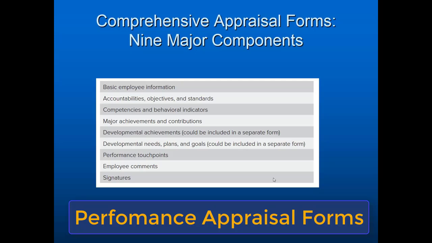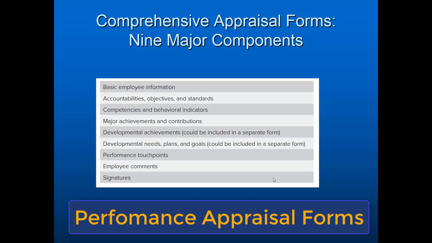While performance management is not just about rating performance, the forms that we use to evaluate performance are very important. Usually, a form starts out with basic employee information. So, the employee's name, the job title, the department. You certainly would want to have information about the dates of the evaluation period, and the number of years that the supervisor has worked with the employee.